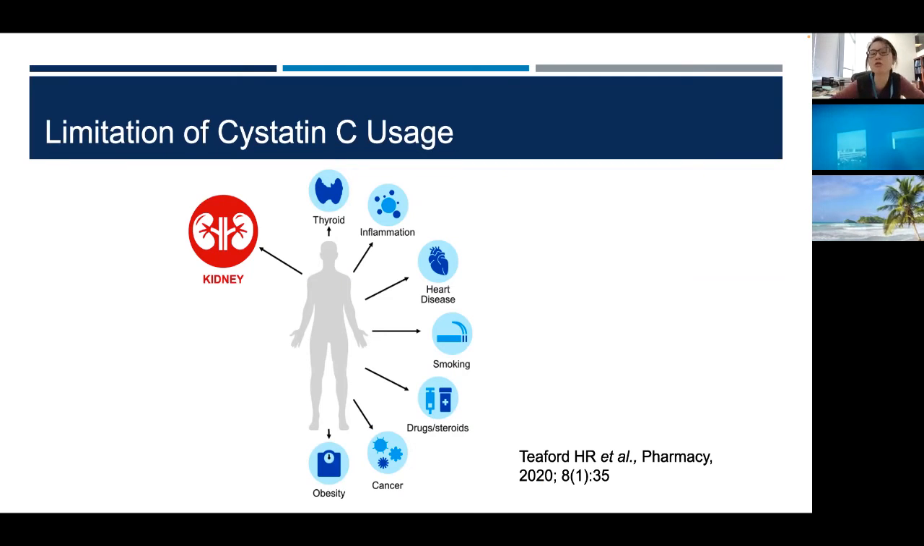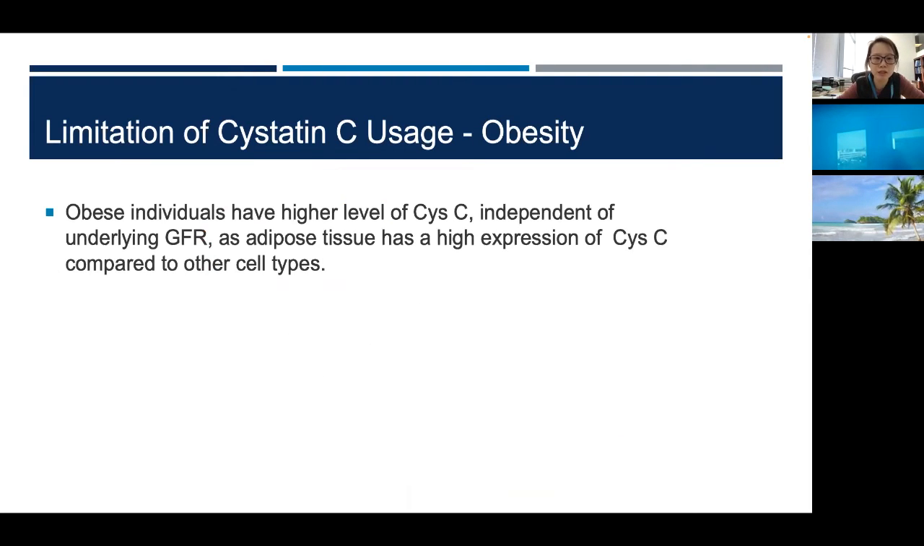So we talked about a lot of good things about using Cystatin C to estimate GFR, but it does have its limitations. So one is in obese patients, they do tend to have a higher level of Cystatin C, and that's independent of underlying GFR. That's because adipose tissue has a high expression of Cystatin C compared to other cell types. So obese patients may have a higher serum Cystatin C level just because of this.